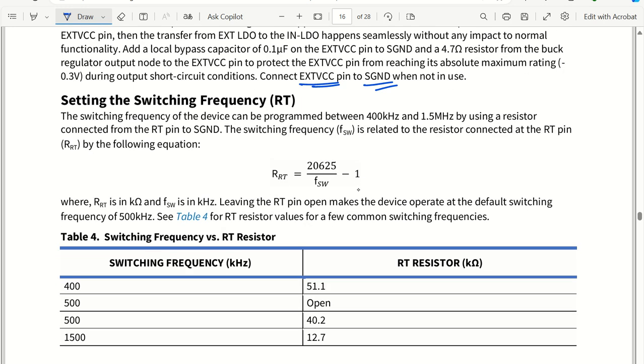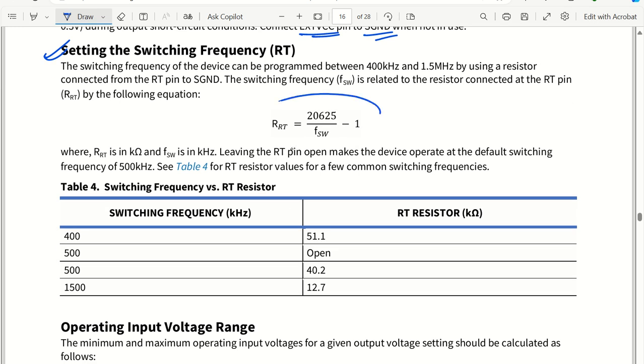Setting the switching frequency, this is very important. If you want to set the switching frequency that you want to work on, you can calculate using this particular formula the value of the RT resistor that will be required based on your switching frequency, which will be in kilohertz. Otherwise, we have some values that are given by the datasheet itself.